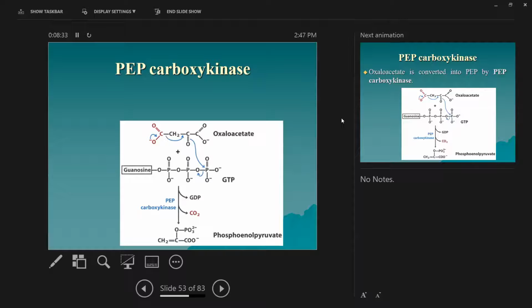Now, this enzyme, PEP carboxykinase, comes in two isozymes. One uses GTP, the other uses ATP. One is mitochondrial, the other is cytosolic. The mitochondrial enzyme tends to be cytosolic because GTP is higher in the cytosol than it is in the mitochondria.